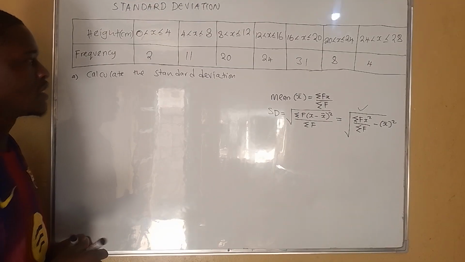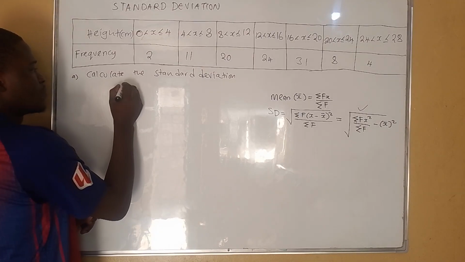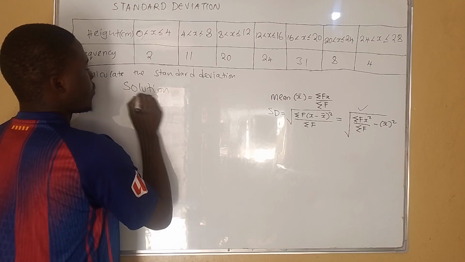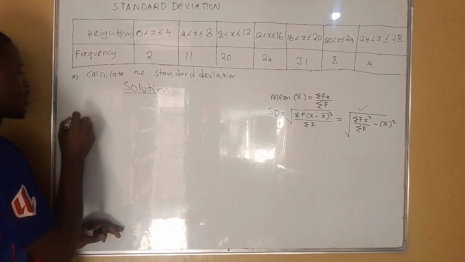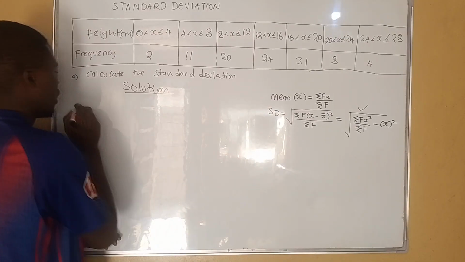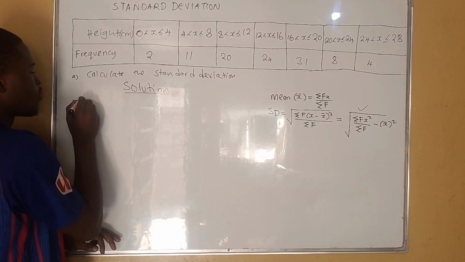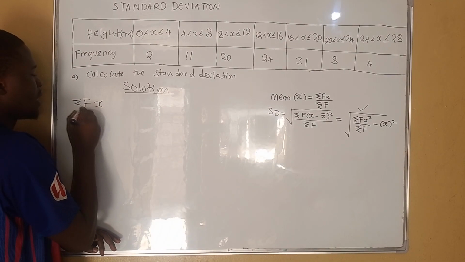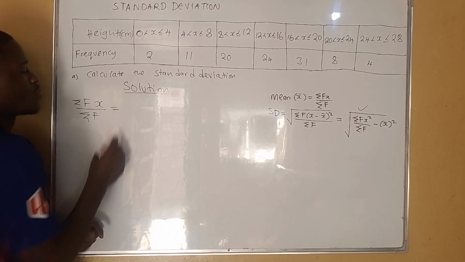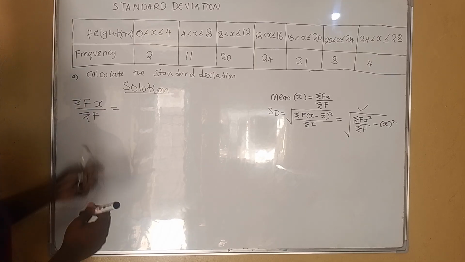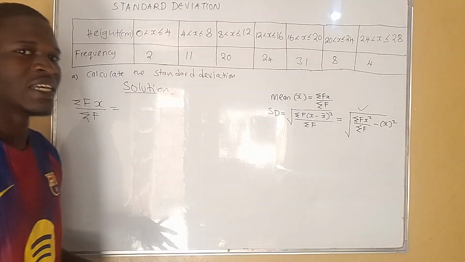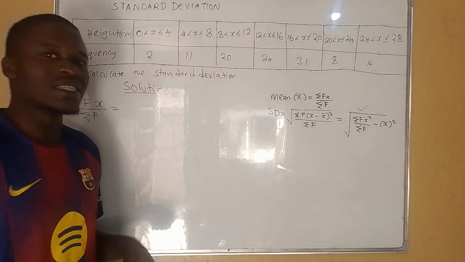Step one, solution. We need to find the mean, represented by x bar, which is equal to the sum of f multiplied by x over the sum of f, which is equal to this. Why am I writing this instead of mean? Because the mean and this are just the same. The equal sign there means the same.